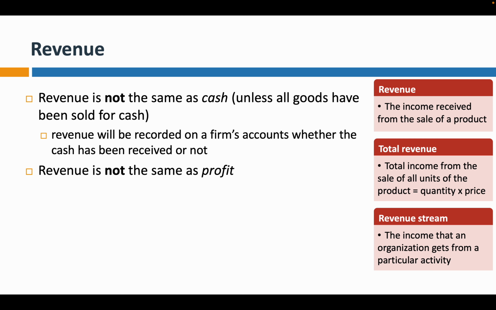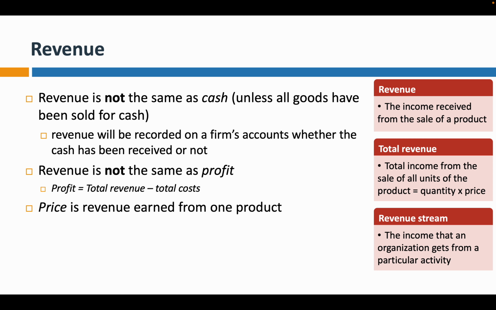But how do we calculate profit? Profit also takes into account the cost. So yes, the total revenue is what I have sold my products for, but I also need to deduct the total cost, and that's how I get profit. This is super important. You will need to know this equation by heart. Profit equals total revenue minus total costs. In a way, because total revenue equals quantity times price, we can say that price is revenue earned from one product.